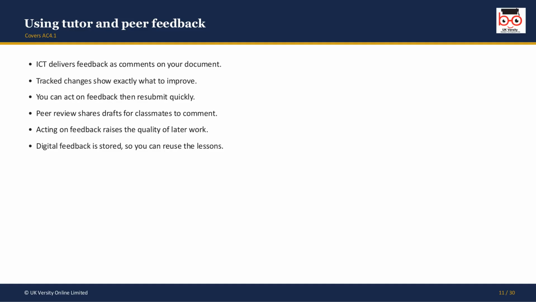ICT has quietly transformed how feedback works. Tutors deliver it as comments right on your document, and tracked changes show you exactly what to improve. You can act on that feedback and resubmit quickly, and peer review lets classmates comment on each other's drafts. Acting on feedback is what raises the quality of your later work, and because digital feedback is stored, you can reuse those lessons again and again.